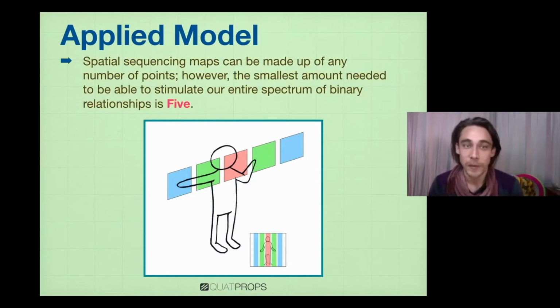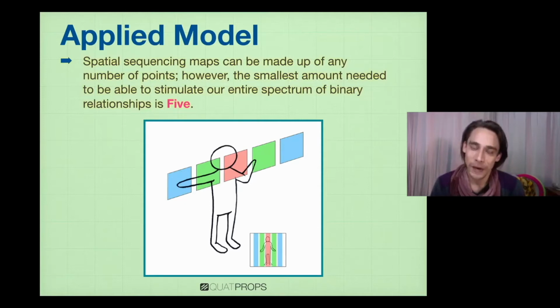Spatial sequencing maps can be made up of any number of points. However, the smallest amount needed to be able to stimulate our entire spectrum of binary relationships is 5. If you work with more than 5 points, you don't gain new sequencing relationships. You're just exercising the same ones in more complex structures. If you go less than 5 points, you start to lose some of the sequencing potentials that we can form. So 5 is the Goldilocks zone. It's the sweet spot where we don't have to use more than this. It's the least complex structure we can have and still reach all the experiences.